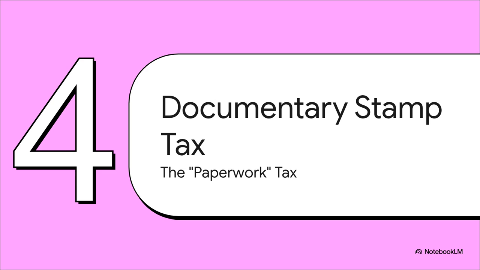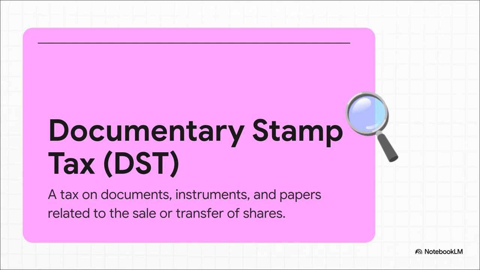Our final tax is the documentary stamp tax, or DST. Here's a little study hack. Just think of it as the paperwork tax. It's basically a tax on the official documents that prove you own or are transferring shares. So, unlike CGT or STT, which are all about the trading, DST is more about the creation and the formalization of ownership through those official papers.